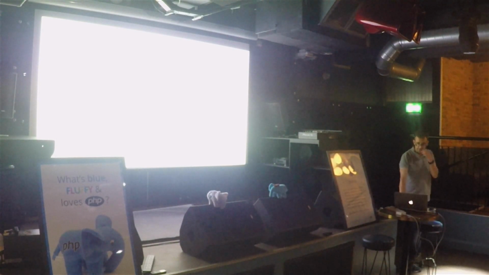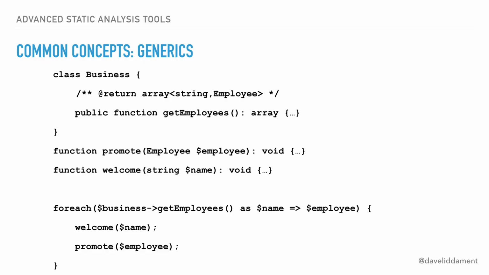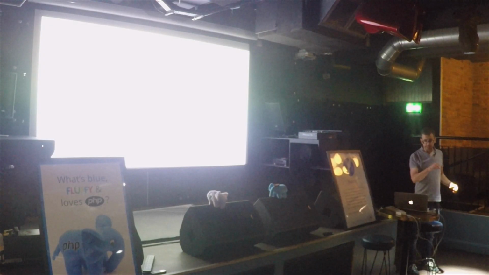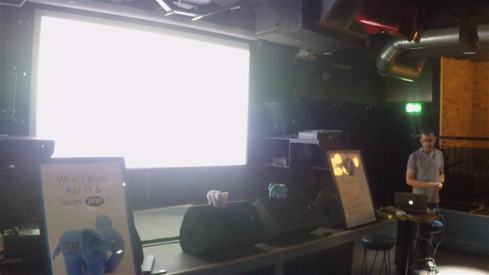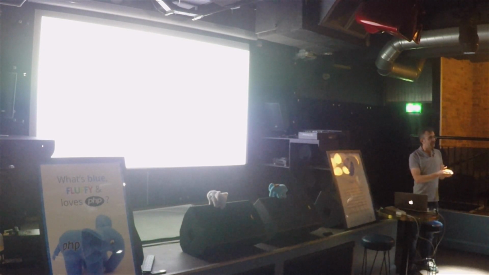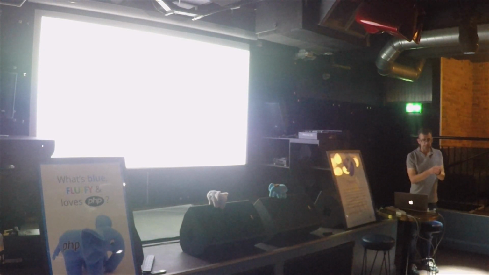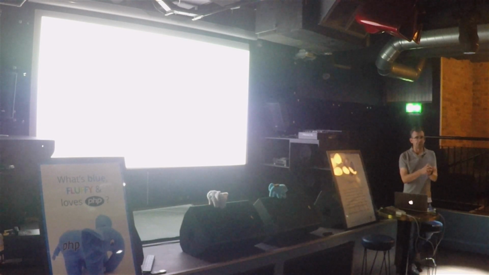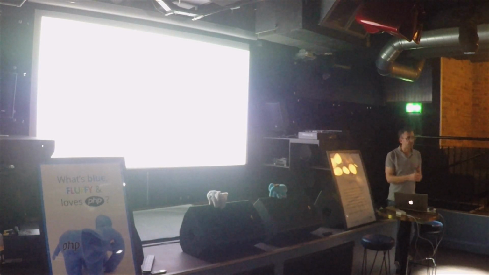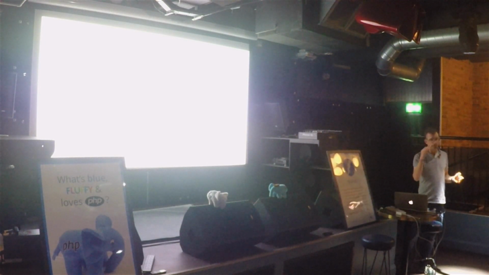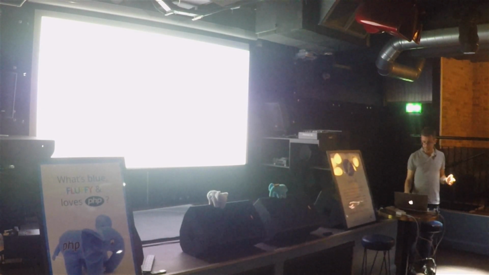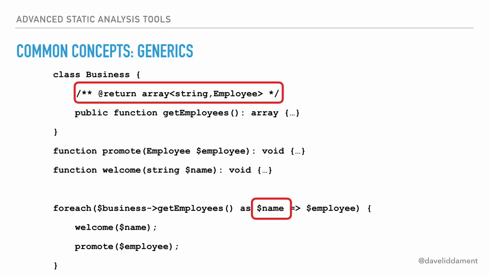So how can we fix this then? Well, there's an alternative notation we can use for generics, which looks a bit like this. So we've got array, open angle bracket, string, comma, employee, close angle bracket. So the first thing, the string, is saying this is an array where our keys are all of type string, and our values are all of type employee. And now Psalm understands that.